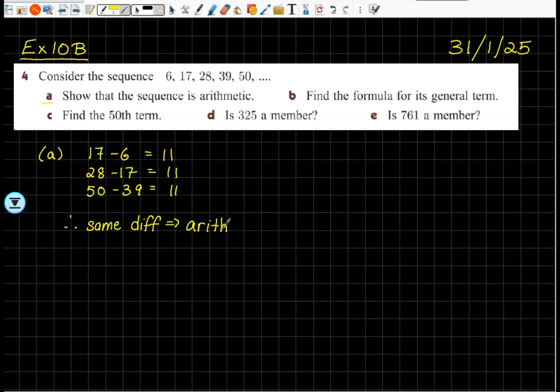Right, making it clear, you are showing the marker to the reader, so you know what it means, that it's an arithmetic sequence. Another option, I don't want to pick on you, David, but David might go, same difference of 11, therefore arithmetic. He might not want to write all the numbers down.